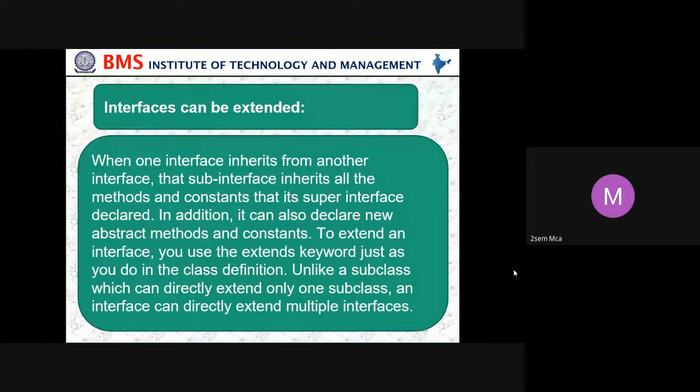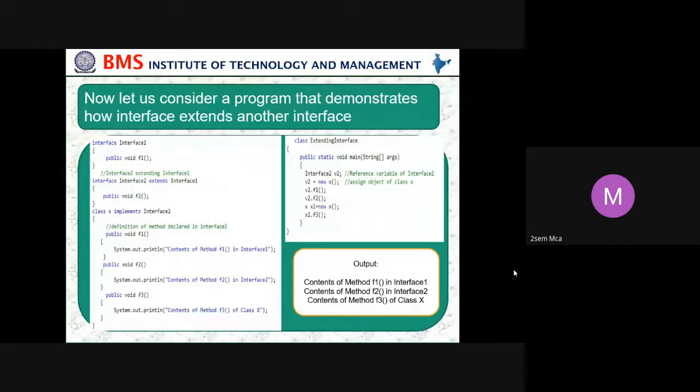So interface can be extended. Yes, it can be. That's what you can see: the interface can be extended. Interface 1 has one function called f1. Interface 2 extends interface 1 and has public void f2. Class x implements interface 2, with public void f1, f2 and f3.